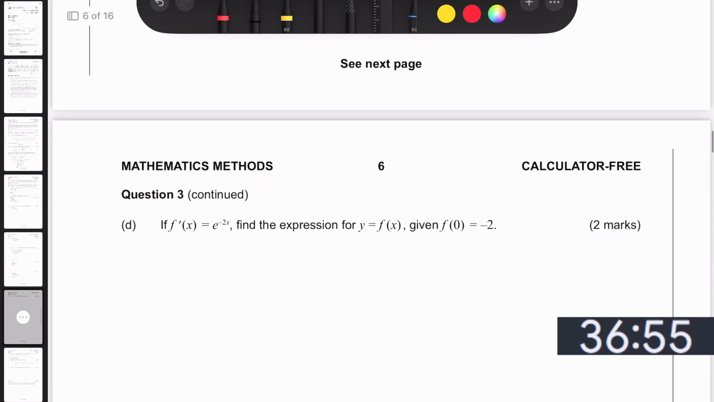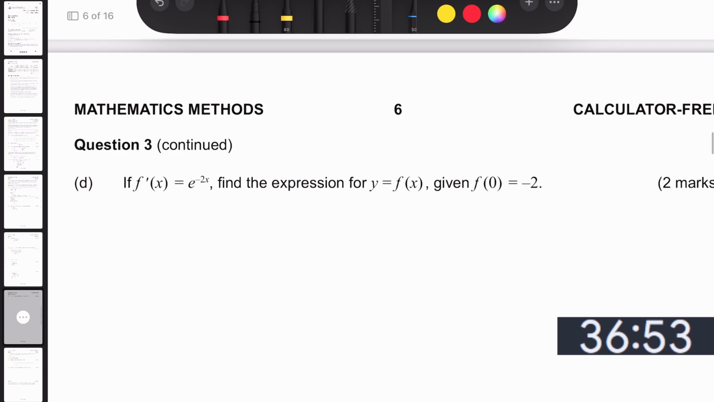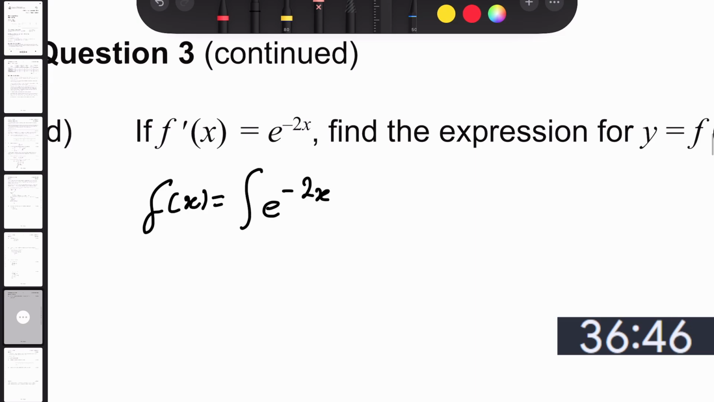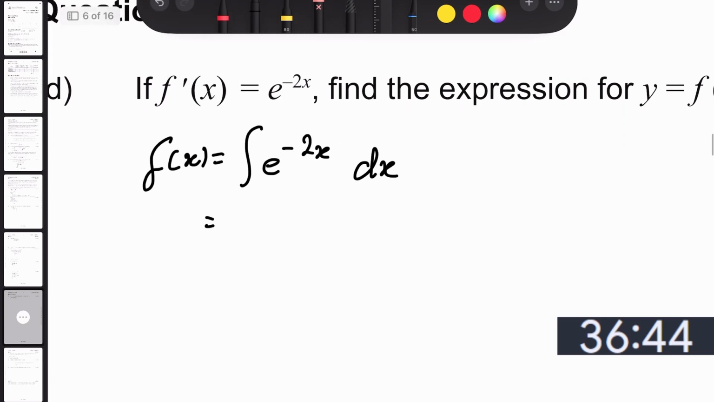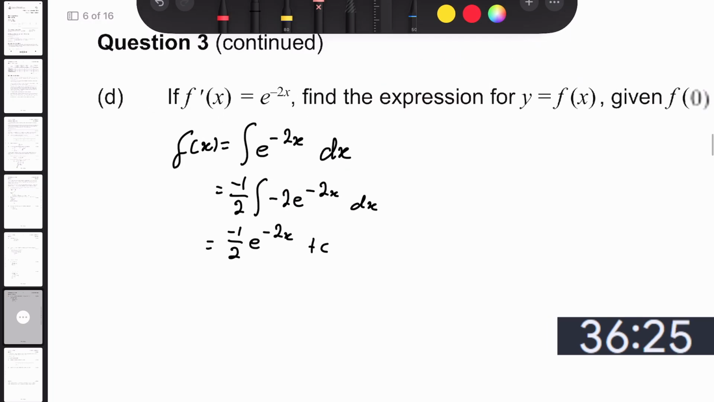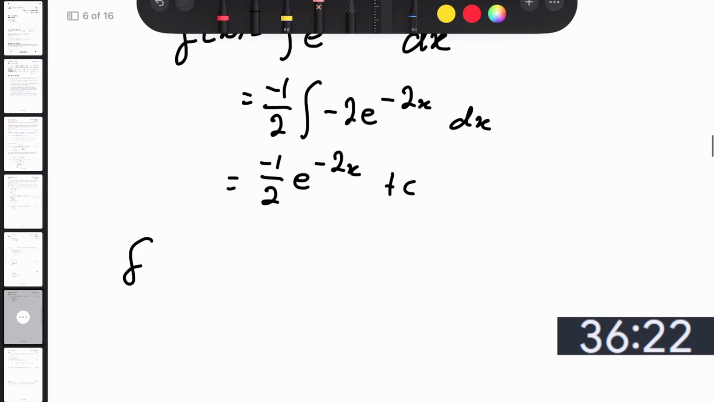Moving on. The derivative is that. Find the expression for f, given that that is that. Okay. So f of x is going to be the antiderivative of this. Again, I'm going to need the derivative, so I'm going to need -2 next to the e. So I'm going to have -half of the integral of -2 e to the -2x dx, which is going to be equal to -half of e to the -2x plus c.